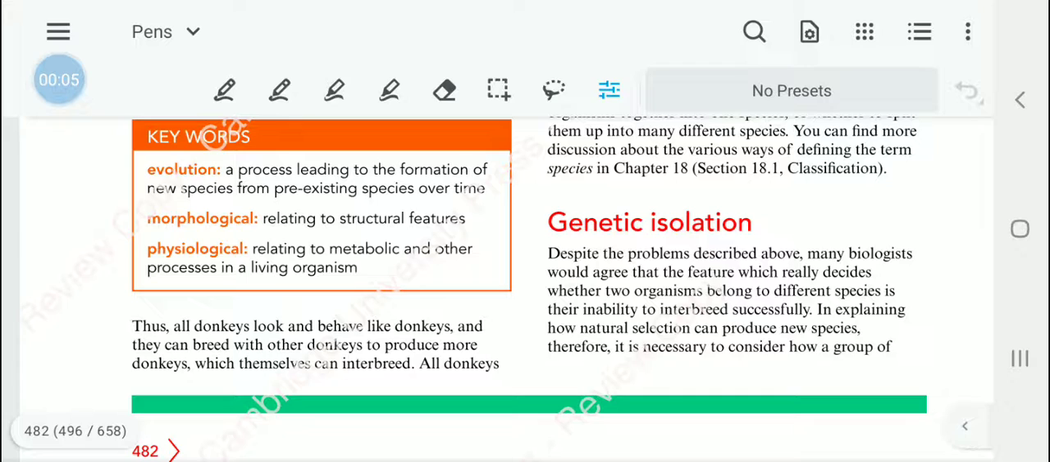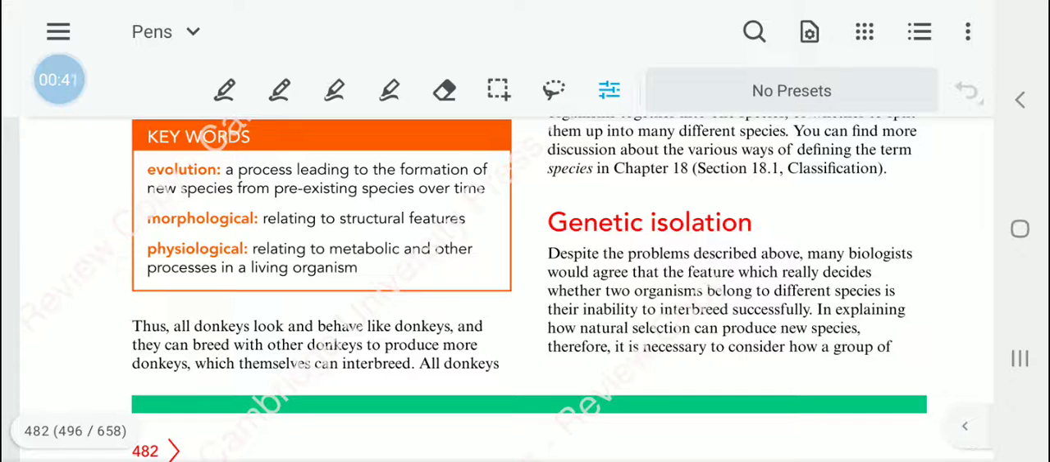Now we are going to discuss genetic isolation. That is what causes speciation to take place. That is, how does an existing species change into a different species? So this has to happen as a result of an isolation. That is, there has to be some sort of a separation from the original group by some means, so they are not able to interbreed successfully.